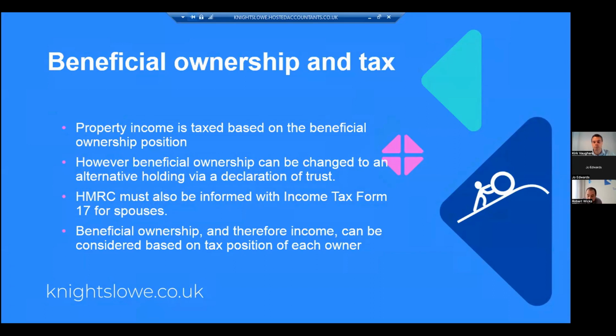Do watch out, though, if you do choose to do this, there could be some CGT implications, and there could also be stamp duty implications. So you do need to watch out for those, and it's important to make sure that you get some advice before you do that. And obviously, that's what we're here for.